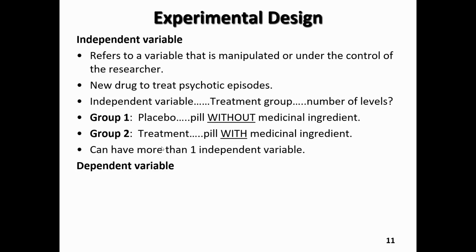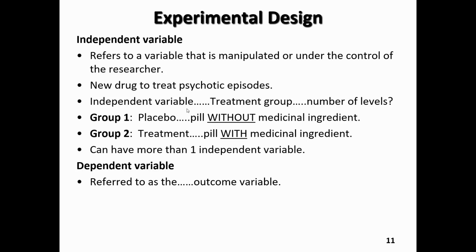Now, some studies can actually have more than one independent variable. So in this study, even though there are two groups, this is one independent variable, which is treatment. And because a person is assigned to group 1 or group 2, these are 2 levels of one independent variable.